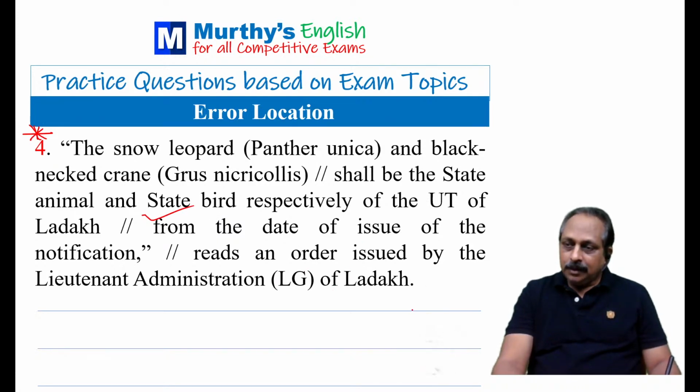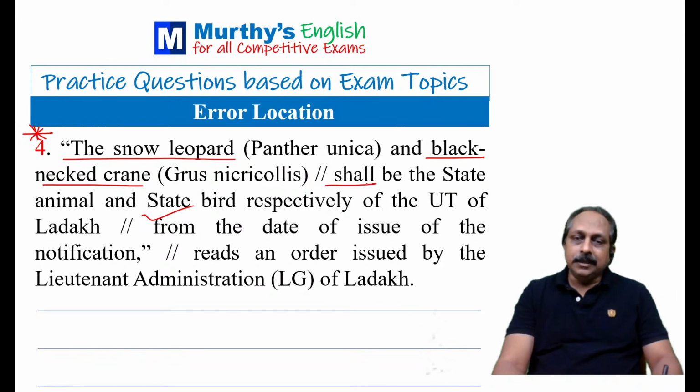I thought you would focus on something else. Here, this is the question of the day. You may ask why. The snow leopard and black-necked crane. There are two animals over here, one animal, one bird, and shall be the state. Many students may think will and shall go with first person singular and first person plural. With other pronouns, we should use only will. Based on that, they may think there is an error in the second part. Please listen very carefully. But the sentence talks about an order.